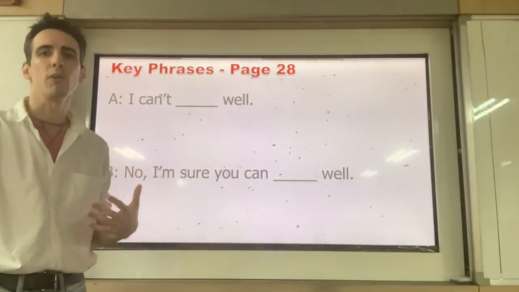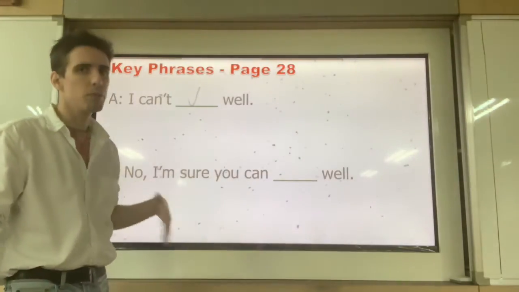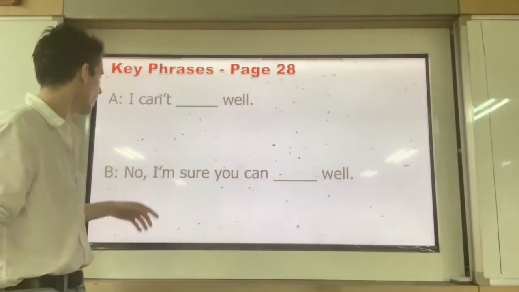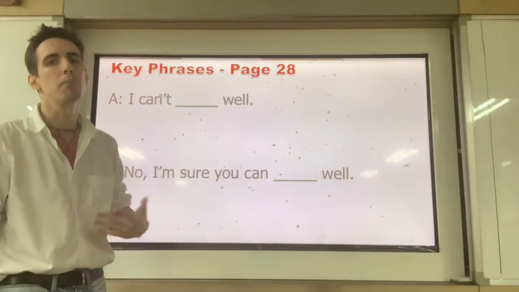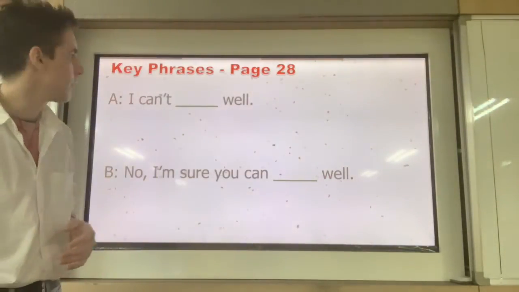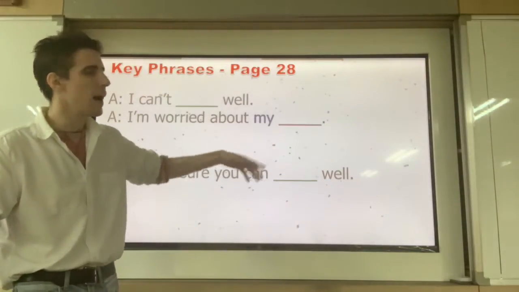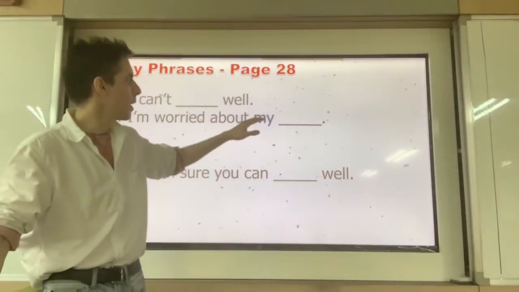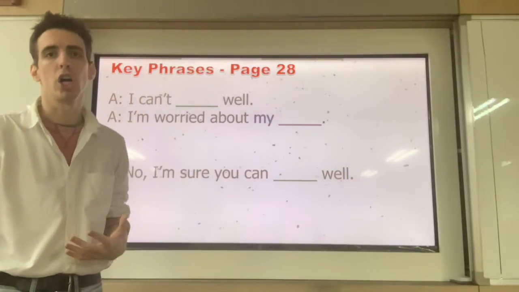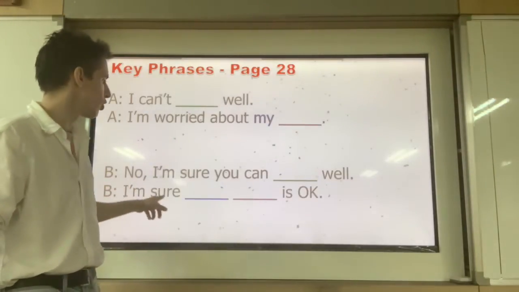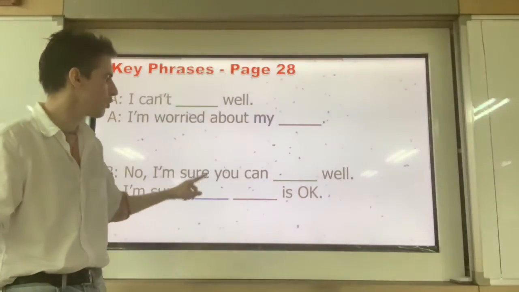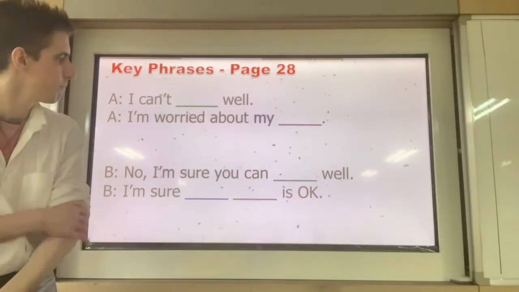I can't blank well. I can't verb well. I can't run well. I can't play well. No, I'm sure you can play well. So these verbs match. Let's look at another one. I'm worried about my blank. I'm worried about my noun. I'm worried about my dog. I'm sure, so my, your. I'm sure your dog is okay.